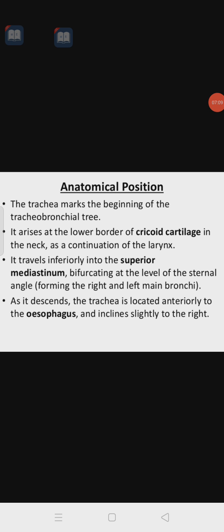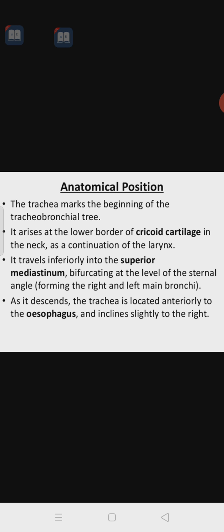Okay, the trachea marks the beginning of the tracheobronchial tree. As I told, the bronchi, bronchioles, and the trachea all act like a tree-like structure. The tracheobronchial tree, that we call. So the trachea is the beginning of the tracheobronchial tree. It arises at the lower border of the cricoid cartilage, present in the neck region, as a continuation of the larynx. Firstly pharynx, larynx, then trachea, then lungs.